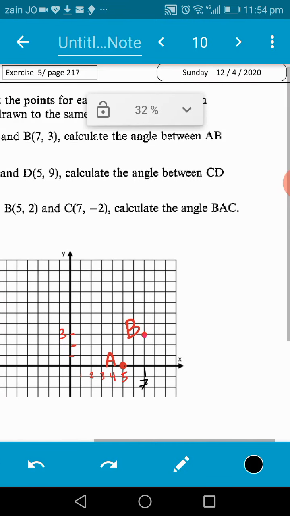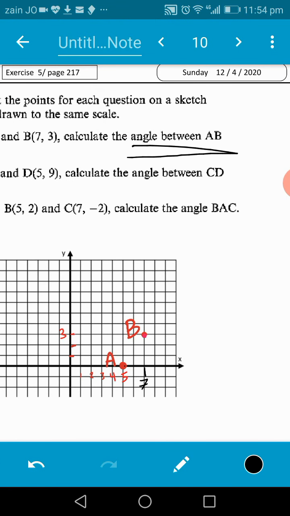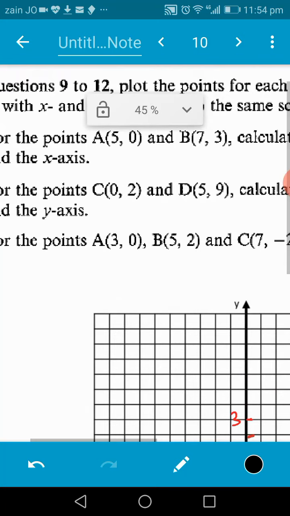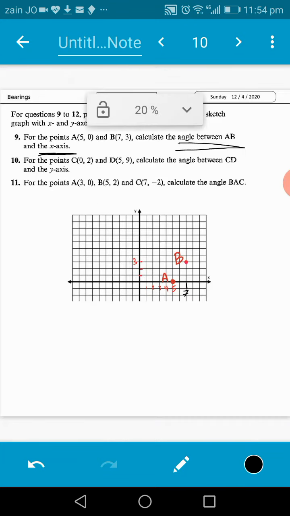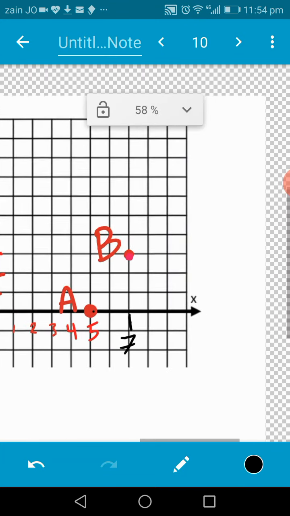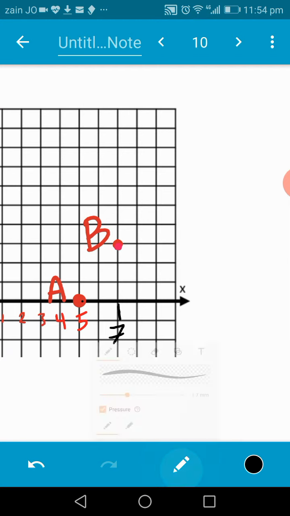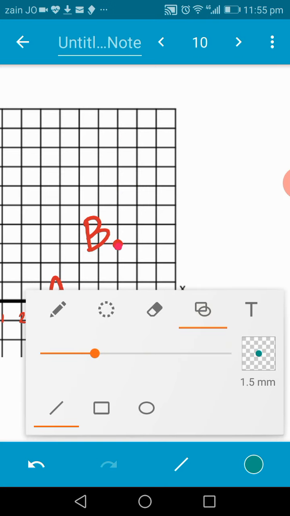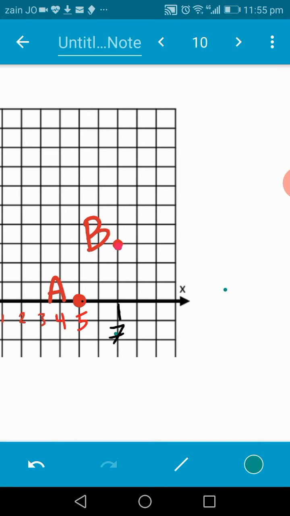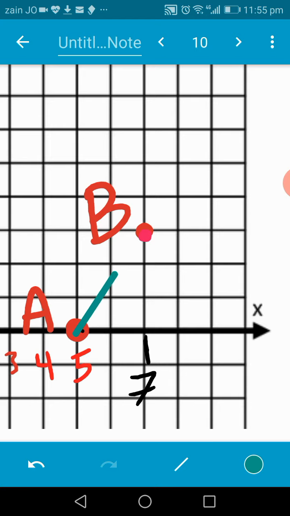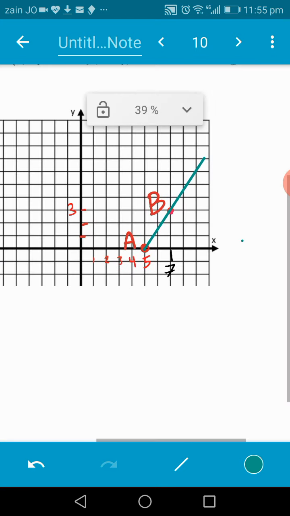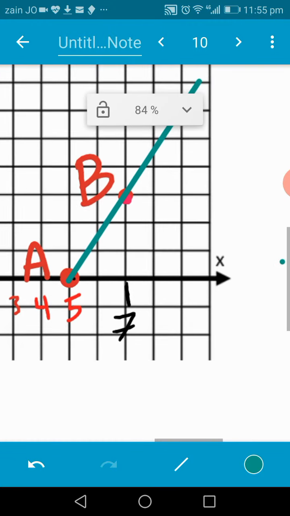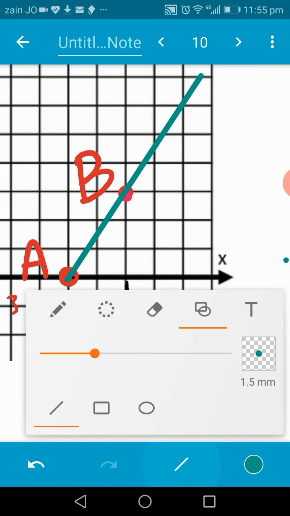The question is, calculate the angle between AB and the x-axis. How can you find the angle between AB and the x-axis? You need to connect A and B. Okay, connect A and B. So this is AB. Okay, so what is the angle between this line and the x-axis?